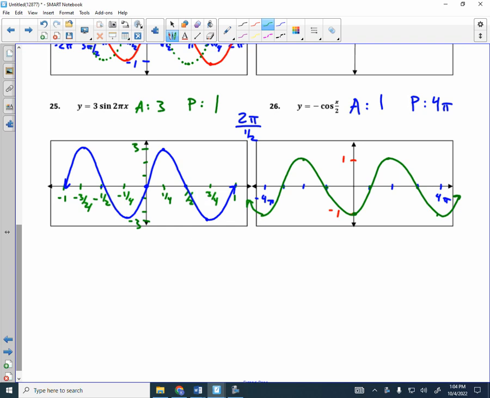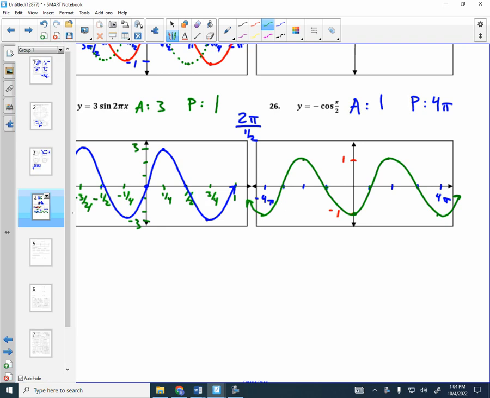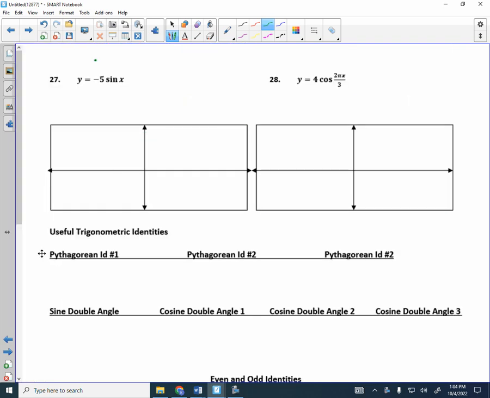So hopefully you can appreciate that all the work we did last year is sticking to your brain to some degree. Your sine and cosine graphs, most of you guys got about 100% on that test. You did very well. Good job. We flip over.